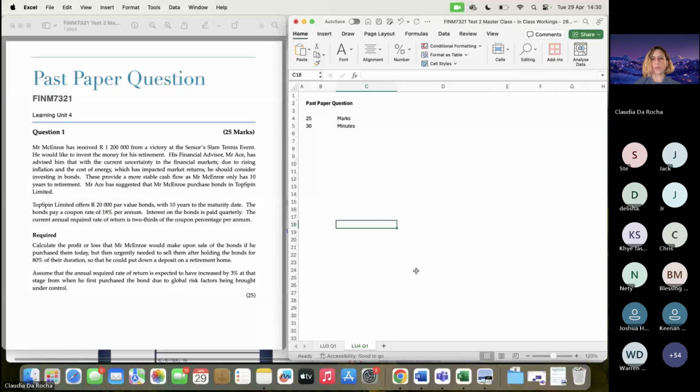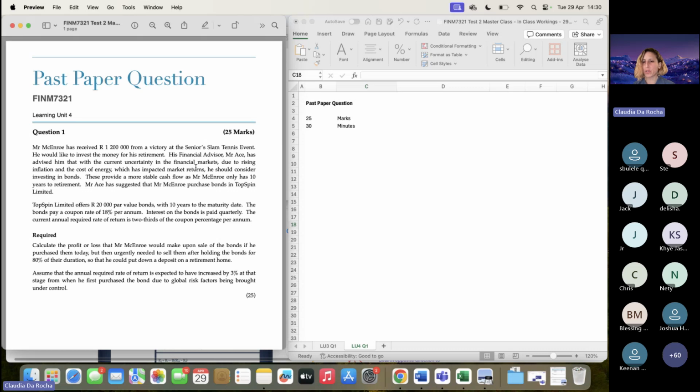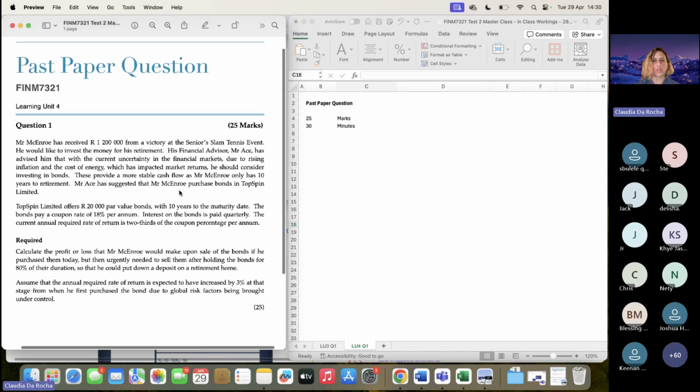So let me bring that up for us. All right, so please just confirm that you can see the Learning Unit 4 question, 25 marker, and a fresh Excel sheet. Just thumbs up if you can see it. Okay, good. I haven't lost you. Good.